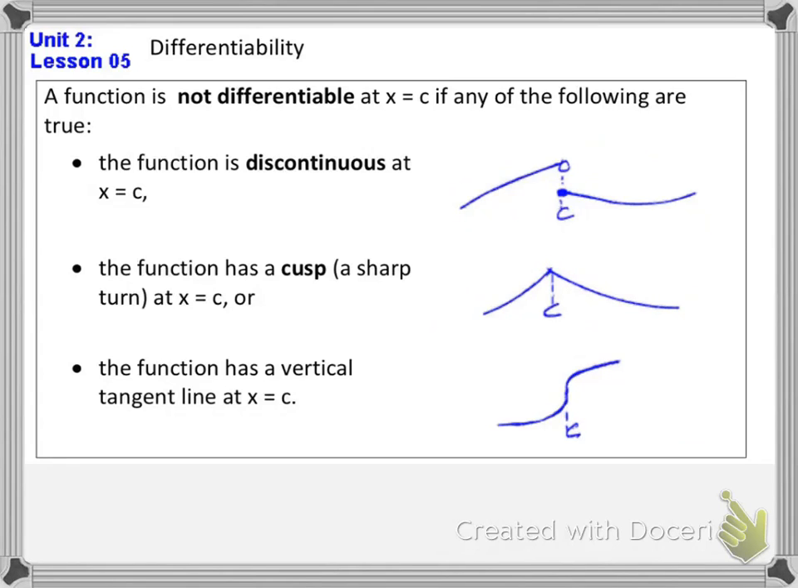And then the last case is that the function has a vertical tangent at the line x equals c. So take a look there. Notice the kind of vertical thing going on there. It's a vertical tangent. Alright?